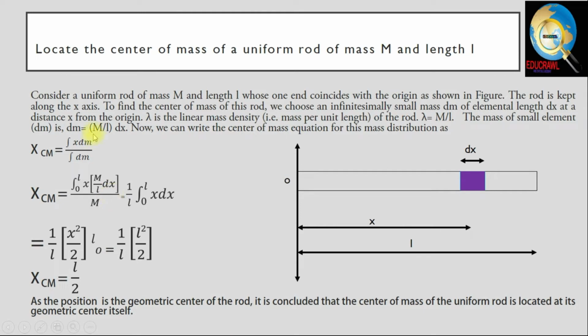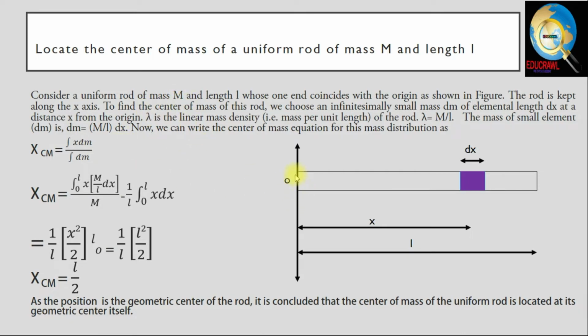The next problem. Locate the center of mass of a uniform rod of mass m and length L. So here we are considering a rod whose mass is m and the length is L. So for this we need to find the center of mass where it will be lying. We know that center of mass is given by the formula integral x dm divided by integral dm. So now we will find the center of mass.